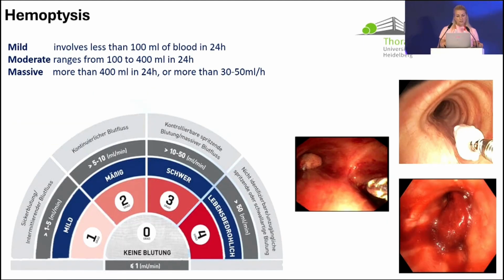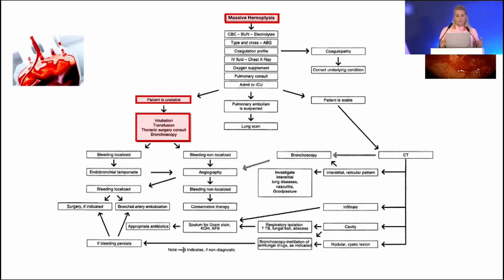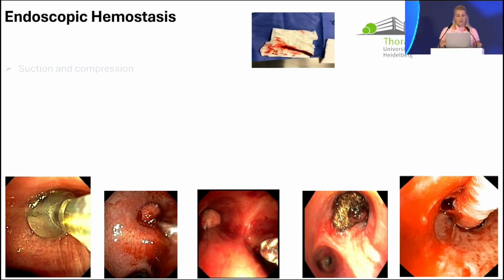Going to the hemoptysis, I'm not going to take any longer. Mild, moderate, and massive hemoptysis, depending on how much blood comes out approximately in 24 hours. Massive is 30 to 50 milliliters per hour. What do we do if the patient is unstable? We have to intubate. If the patient is stable, first do a CT in order to have an idea where the blood is coming from, and then go to the bronchoscopy.